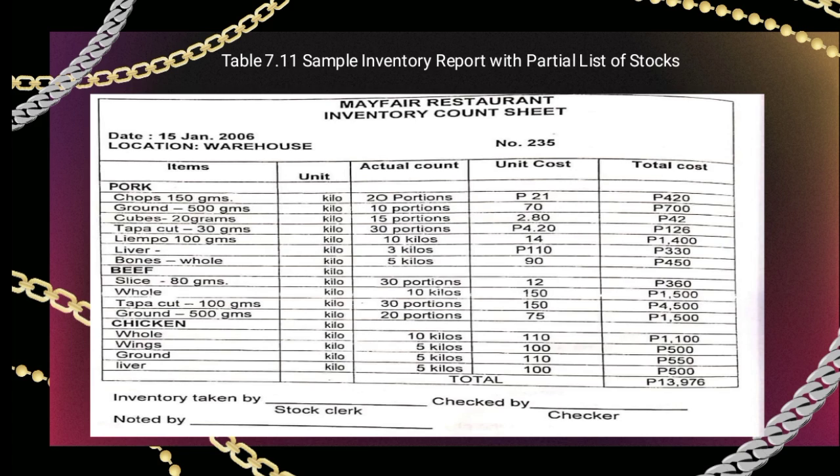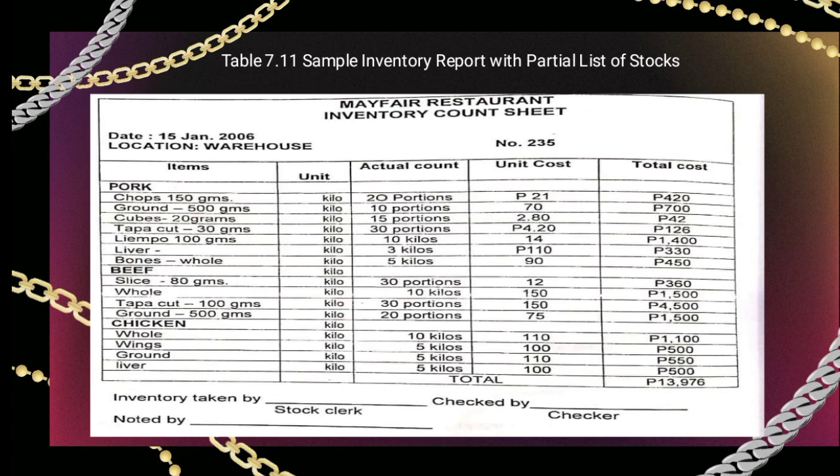Fifth, upon completion of the physical count, the checker and the stock clerk who serve as counters will both sign the count sheets. Sixth, the duly accomplished physical inventory form is submitted to the cost accountant or controller if store items are involved. The bar inventory form is endorsed to the food and beverage supervisor for his review and signature, then forwarded to the cost controller. Seventh, inventory of stock shall be done each week. The inventory period shall be decided upon by the management.